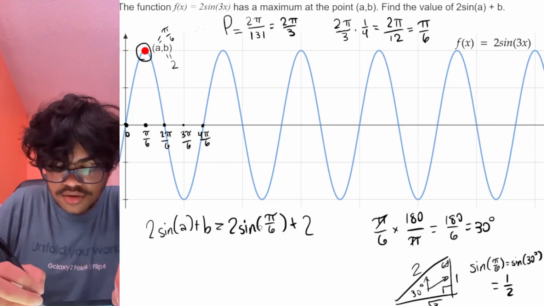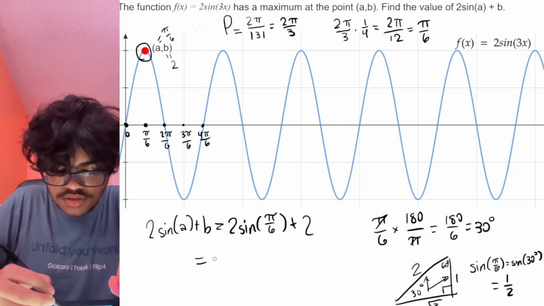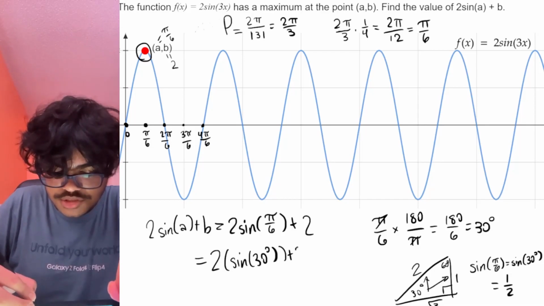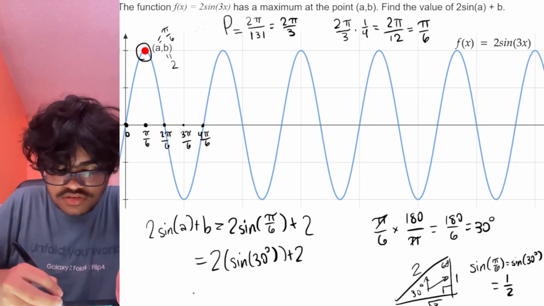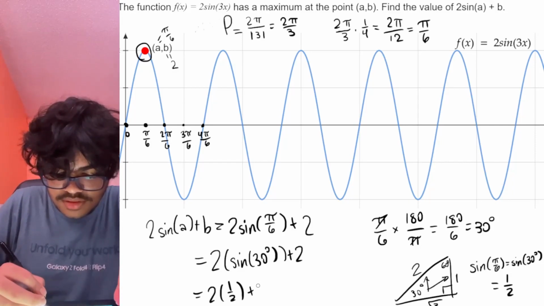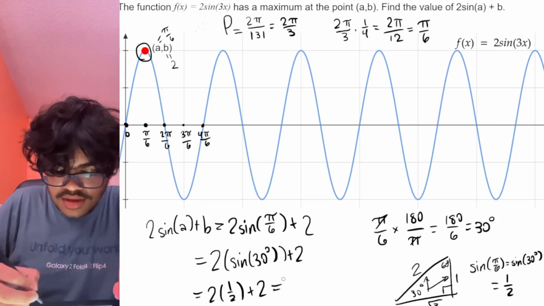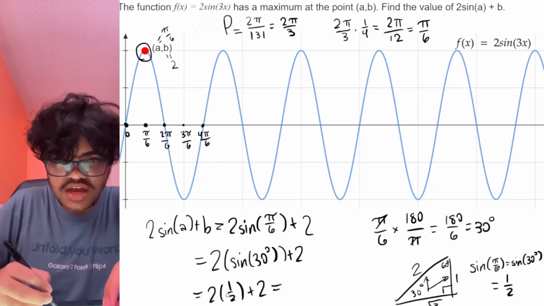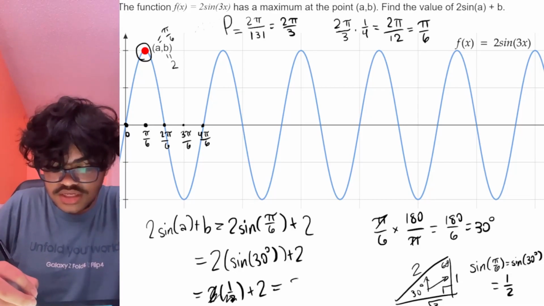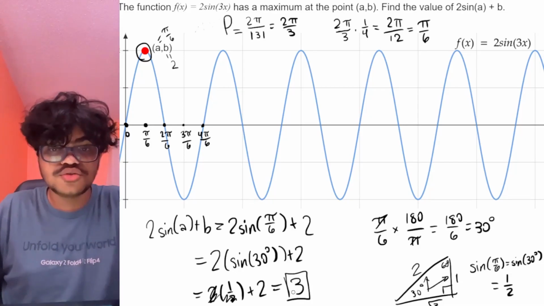Now we can come back here and plug that into our equation. So this will be equal to 2 times sine of 30 degrees plus 2, but then sine of 30 degrees is just 1/2, plus 2. And then we can see that this 2 and this 1/2 just cancel out to be 1, and then 1 plus 2 is 3. And that's the solution to our equation.